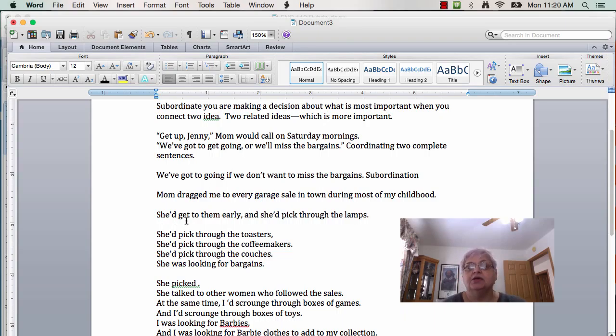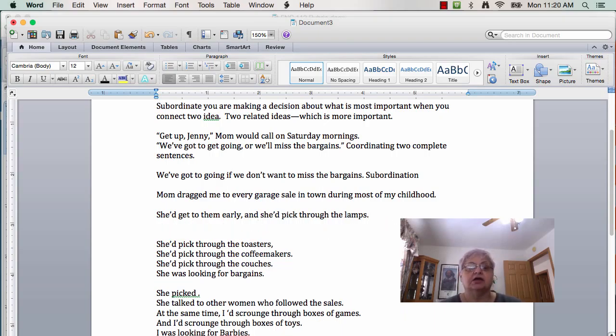Okay. We could also remember infinitive clauses or infinitive phrases. She'd get to them early to pick through the lamps. We have coordination, or we have an infinitive clause.